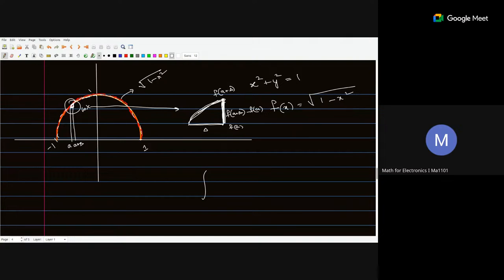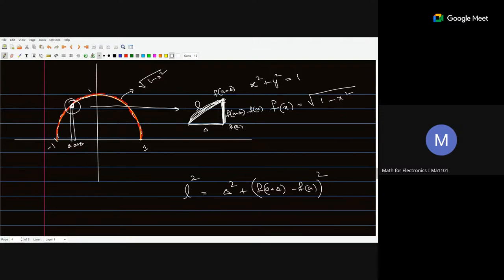Now we are trying to find this length. This is a right angle triangle, and you can use that. So this length L will be, L square is delta square plus f of a plus delta minus f of a, whole square. We are trying to get this small length, where this point is a and this point is a plus delta.